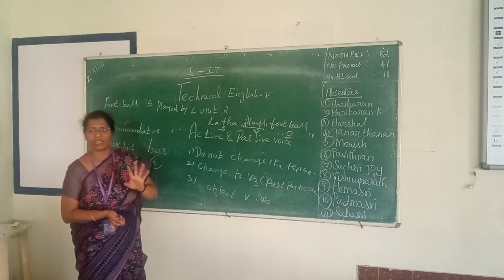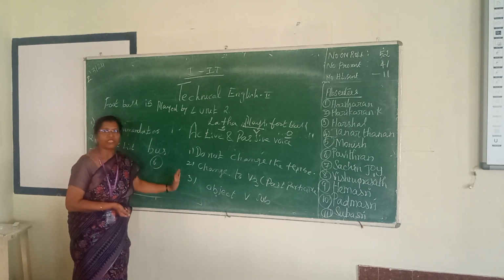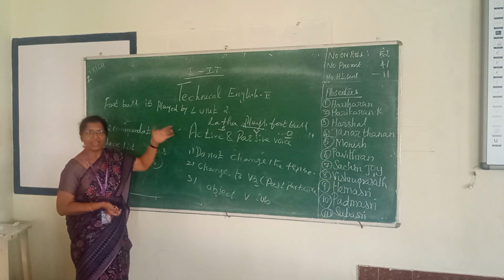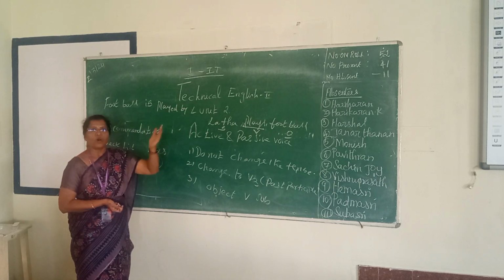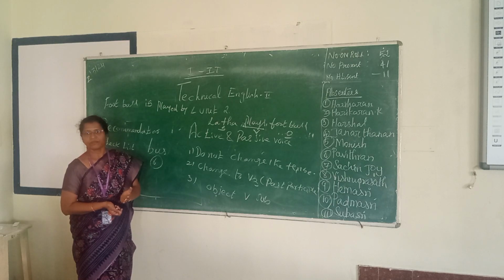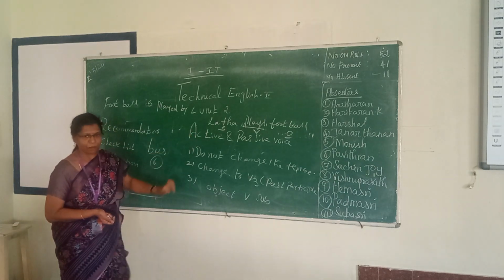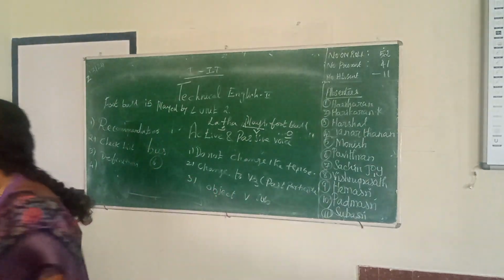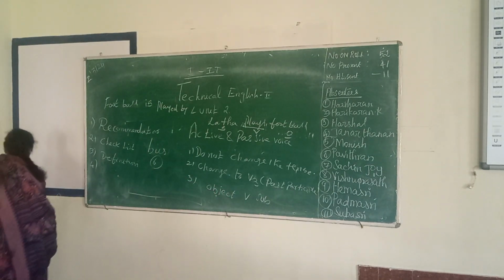If you write one sheet, they won't agree. Okay? So start with the objectives for changing active to passive. Give one example and change that sentence for all the possible tenses. Okay? Now we have seen an example for active voice. Okay? Is it clear?